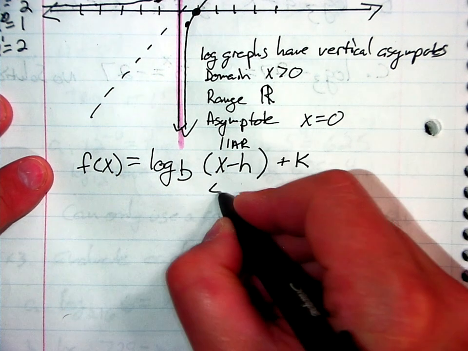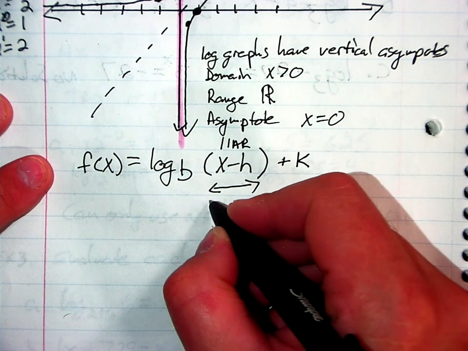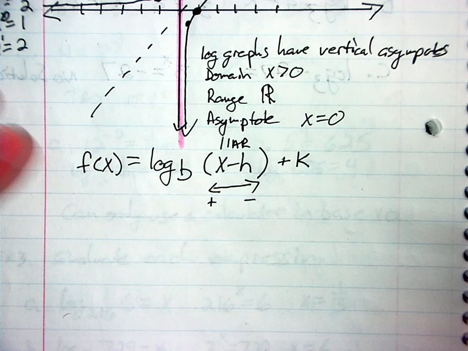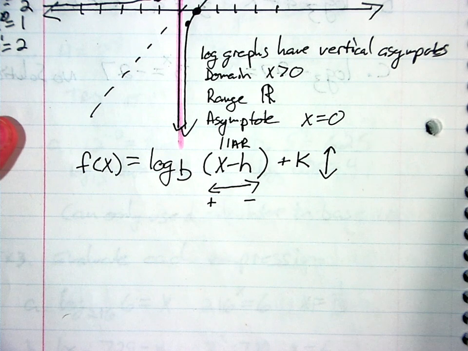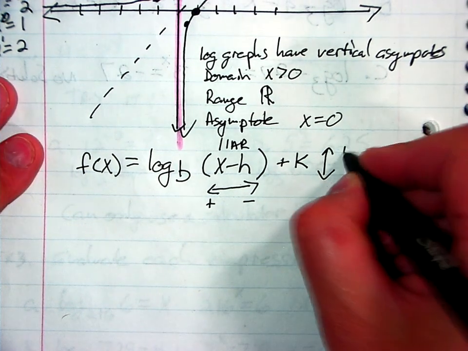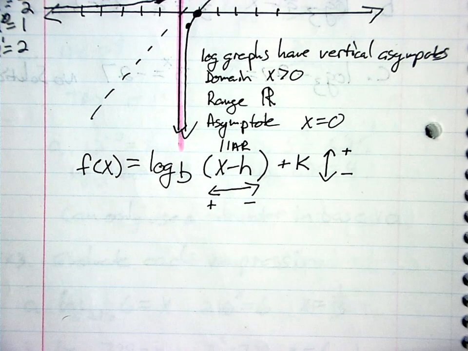It's going to control left to right. But if it's positive, it goes left. If it's negative, it goes right. K controls up and down. It's not a liar. If it's positive, it goes up. If it's negative, it goes down.